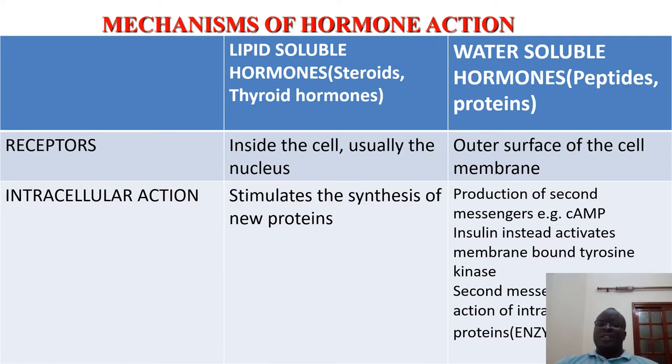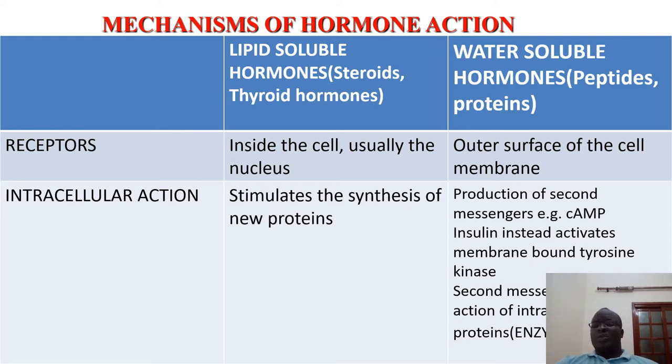So by looking at the solubility, you'll be able to tell where the receptors are. For lipid soluble hormones, the receptors are inside the cell. Some receptors are in the nucleus, like for the thyroid hormones. For most steroid hormones, the receptors are in the cytoplasm. The receptor-hormone complex can migrate to the nucleus and have an effect on the transcription of DNA, because it will have an effect on the enzymes involved in transcription as well.